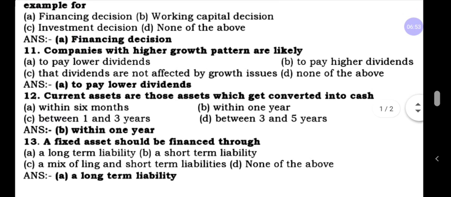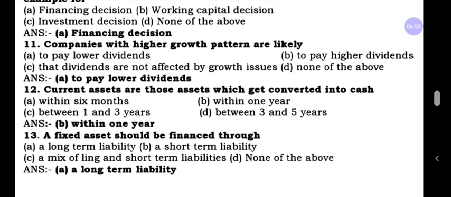Next we have question number 11. Companies with a higher growth pattern are likely: option A to pay lower dividend, B to pay higher dividend, C the dividends are not affected by the growth issues, D none of the above. The answer is to pay lower dividend.